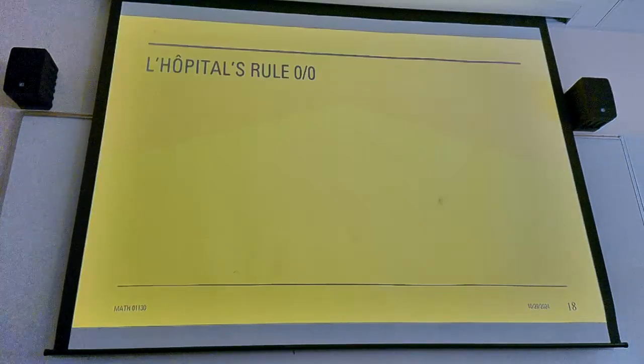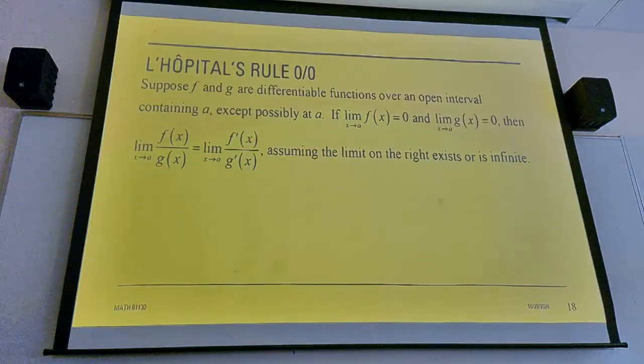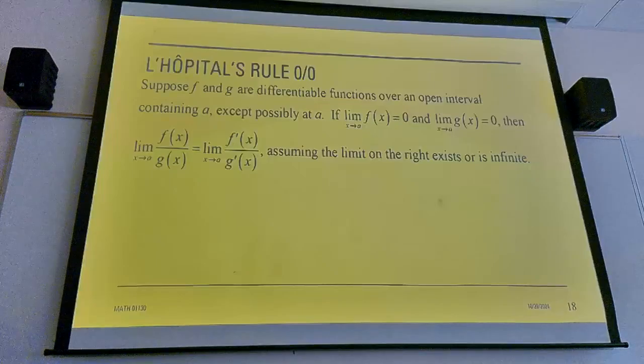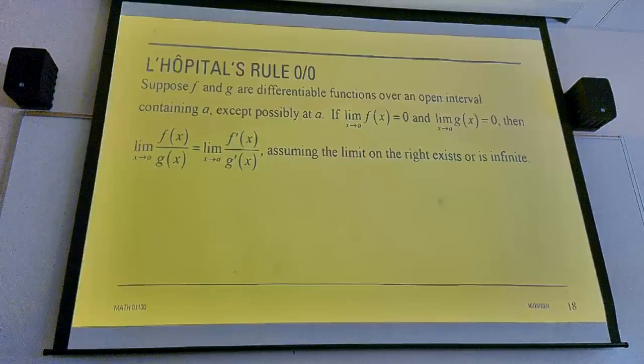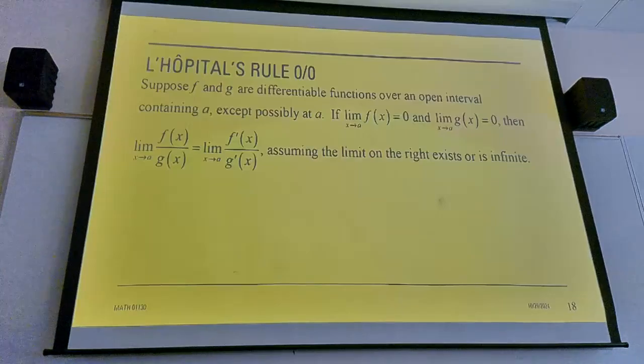2 forms of L'Hopital's rule. First is 0 over 0 form. If the limit as x approaches a of f of x is 0 and the limit as x approaches a of g of x is 0, then the limit as x approaches a of f of x over g of x is the limit as x approaches a of f prime of x over g prime of x, assuming that the limit on the right exists or is infinite.